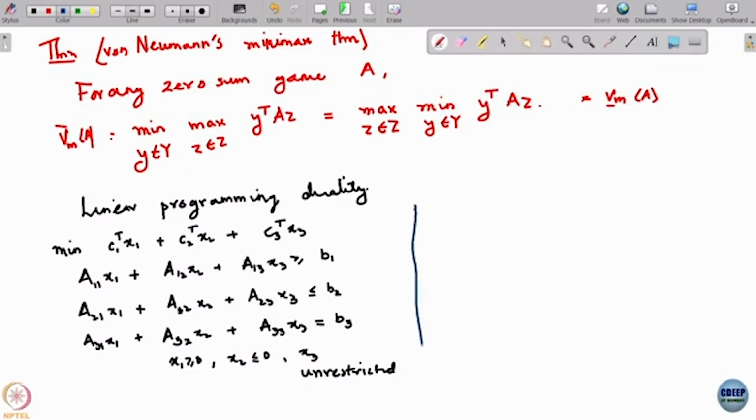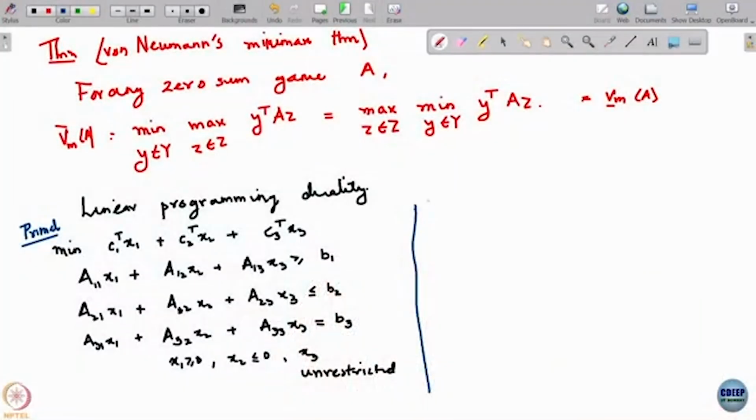Now, remember this problem is minimizing a linear function of x over these regions. Corresponding to this, there is what is called a dual problem. So, if this is called the primal problem, then corresponding to it is another problem, which is kind of like a twin problem to this, and that is called a dual problem.